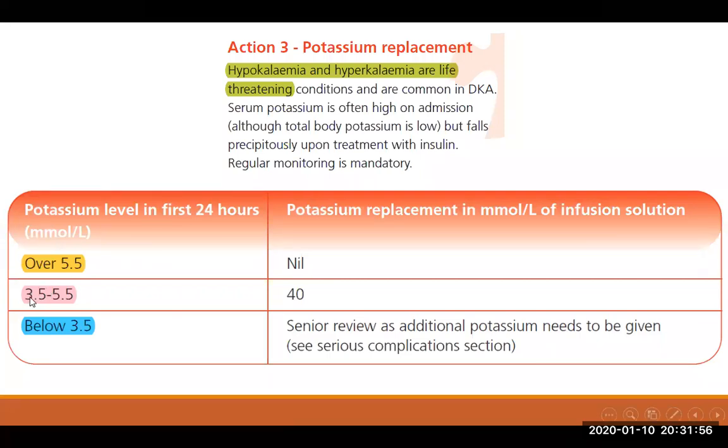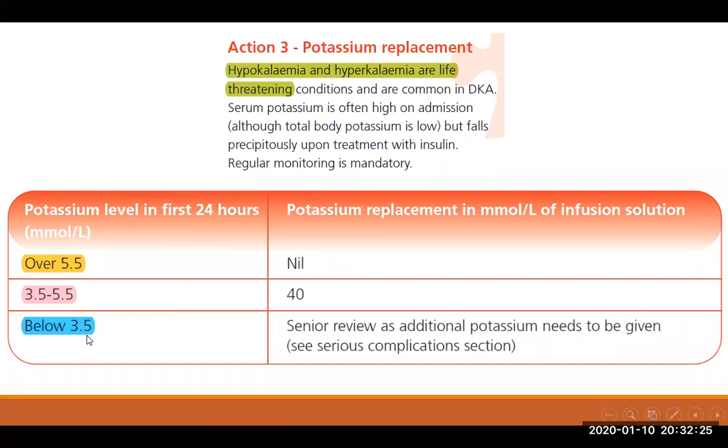If serum potassium is 3.5 to 5.5, we must replace by 40 millimole per liter of infusion solution. This is very important because if the initial serum potassium is 5.4, we must give 40 millimole per liter potassium infusion. And this is a question in our exam. So this is very important.